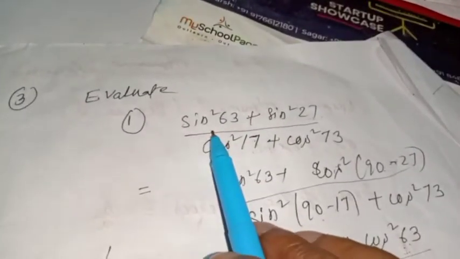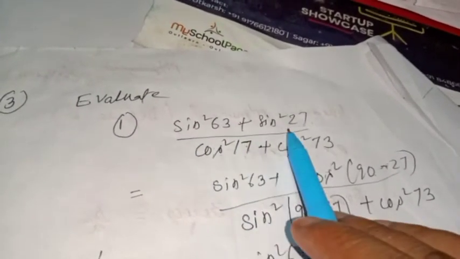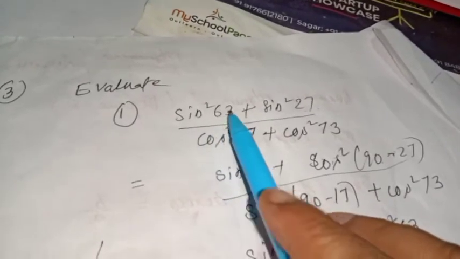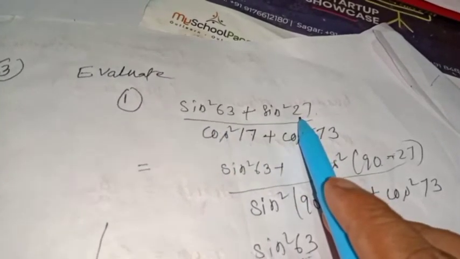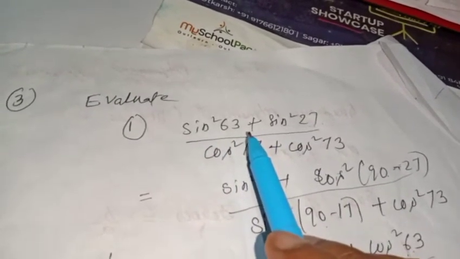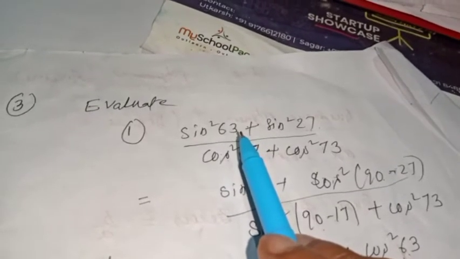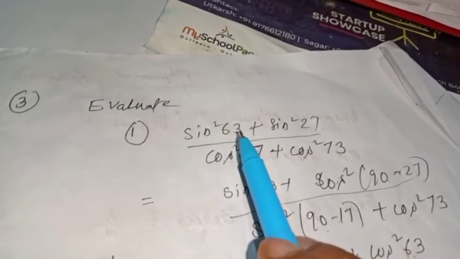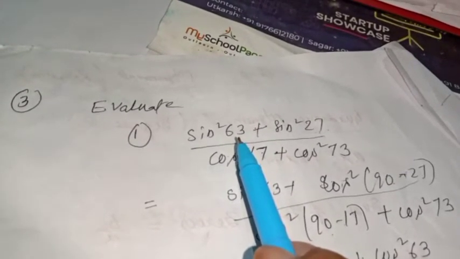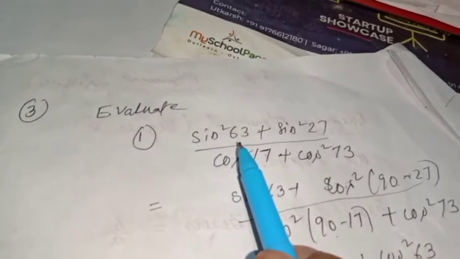Next, question number 3-1: evaluate sin square 63 plus sin square 27 by cos square 17 plus cos square 73. Here you can see that 63 and 27: 90 minus 27 is 63, or 90 minus 63 is 27. So you can use the relations we learned in the earlier classes, that sin of 90 minus theta is cos theta, and cos of 90 minus theta is sin theta. You can use this one.